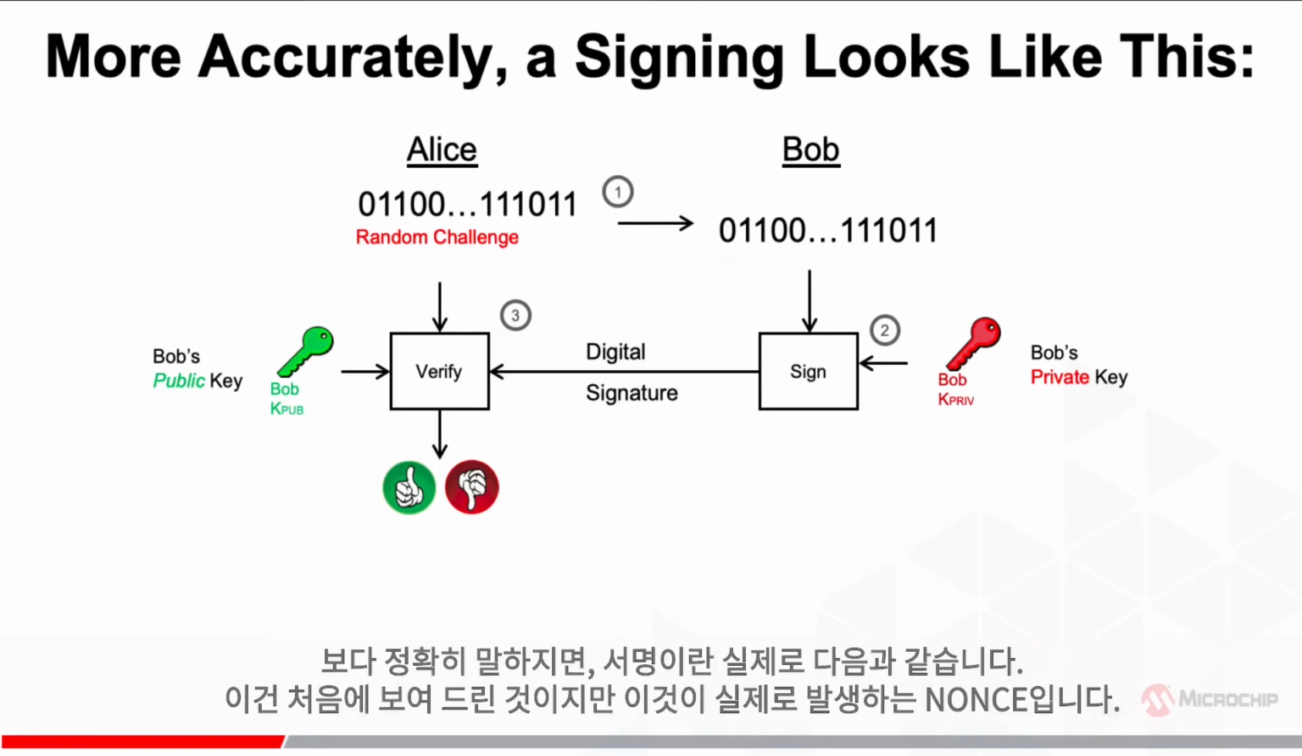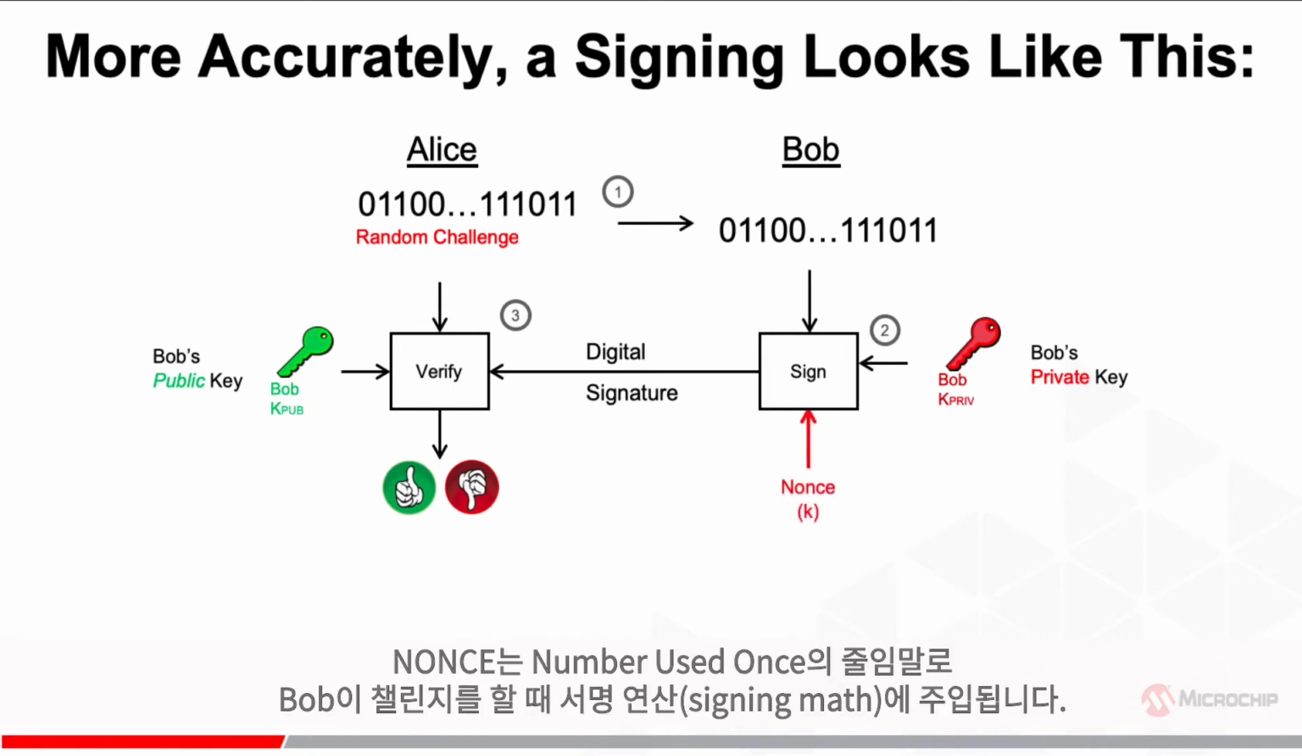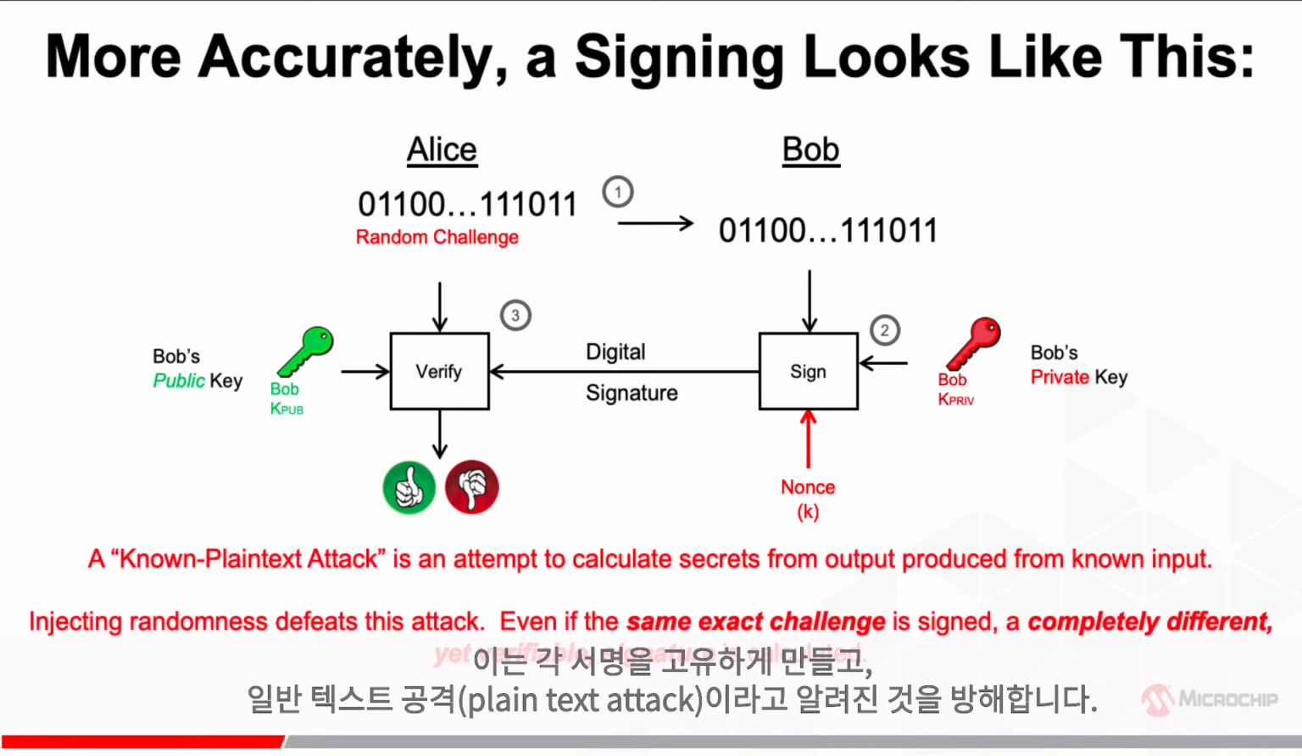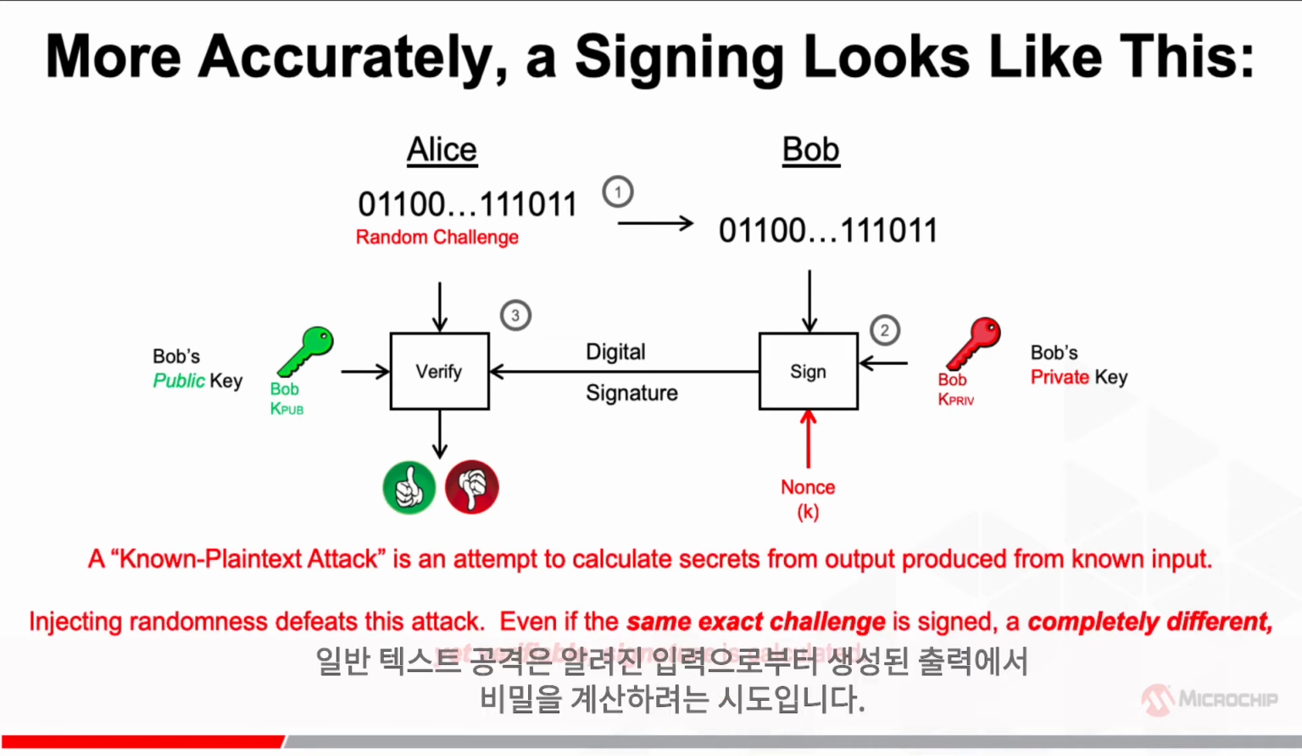So more accurately, a signing actually looks like this. This is what I originally showed you, but this is what actually happens. A nonce, which is short for number used once, is injected into the signing math when Bob signs that challenge. What this does is it makes each signing unique, and it thwarts what's known as a plain text attack. A plain text attack is an attempt to calculate secrets from output produced from known input.